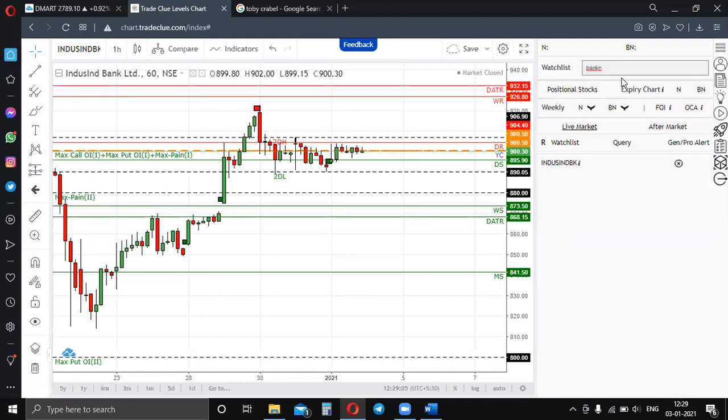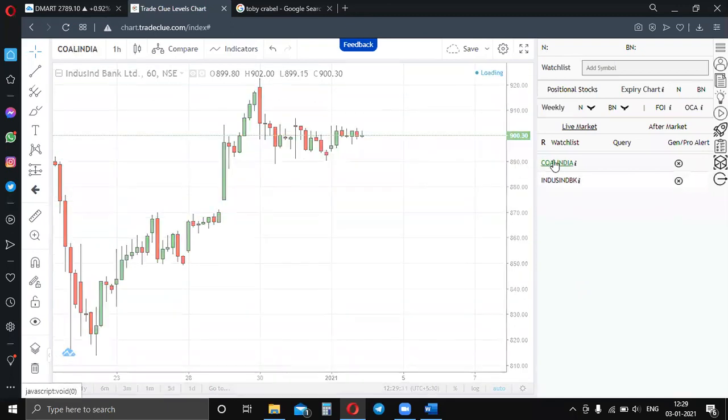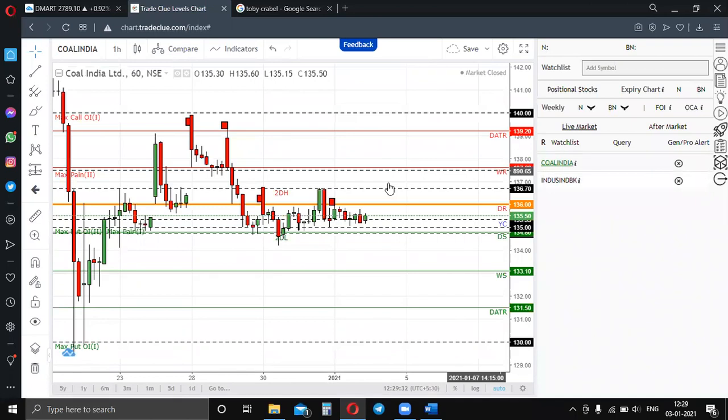If I'm bearish on any bank or any other stocks, Bank Nifty is always there at the top of it. Otherwise, Coal India was there, right? So Coal India is there. And if I'm bullish on Coal India, I will add this stock on my watch list. So this way, you can have your predefined watch list. And in that watch list, you can go and check what kind of market activity is going on.